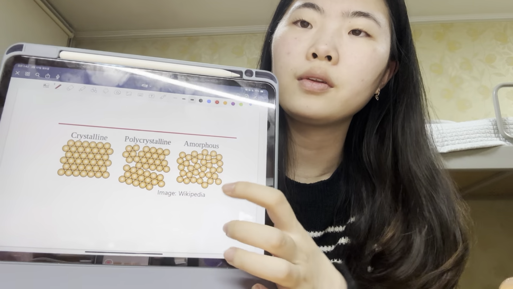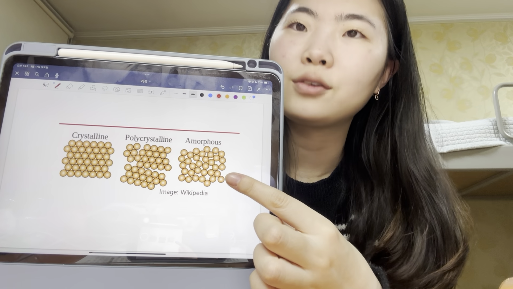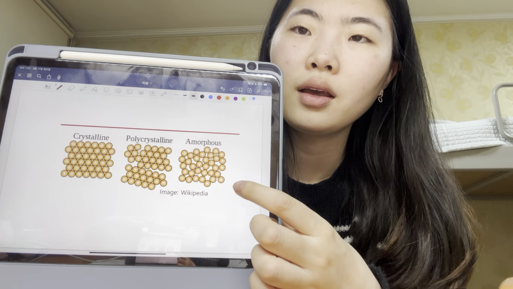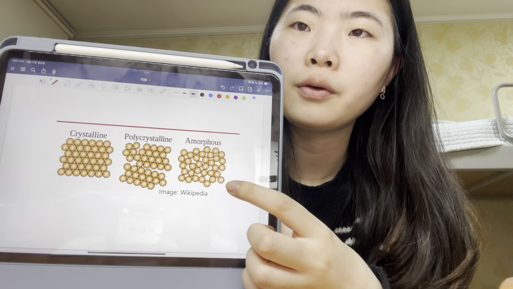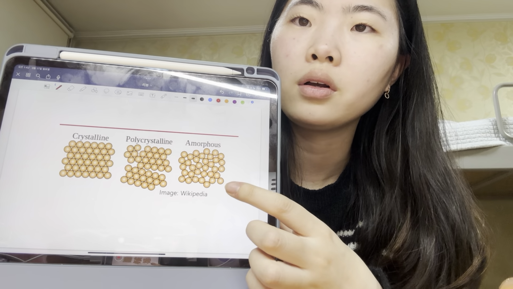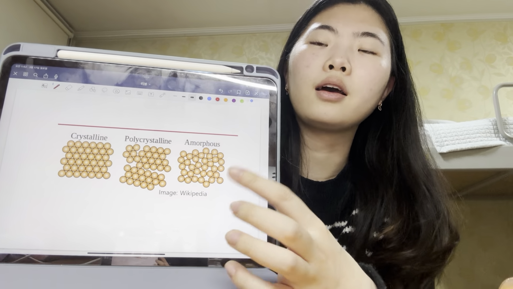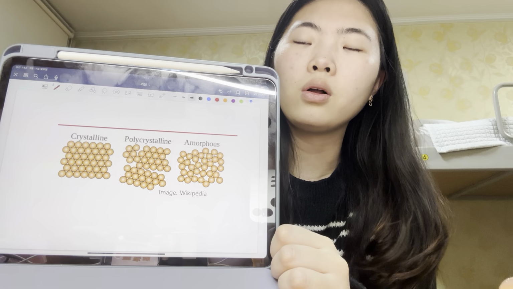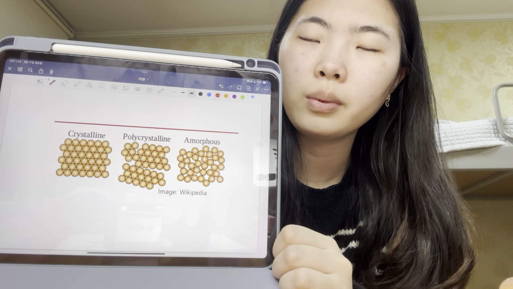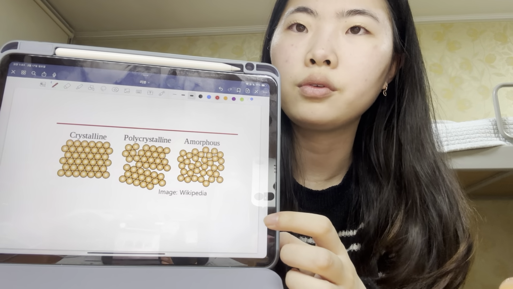However, amorphous has no specific structure in here, so current cannot flow very well. But some materials have a structure characteristic like amorphous, so we also know about the basic concept of the amorphous structure.